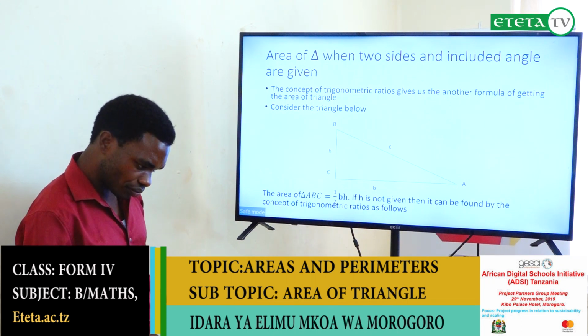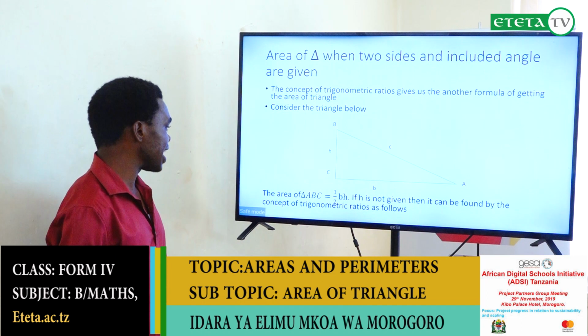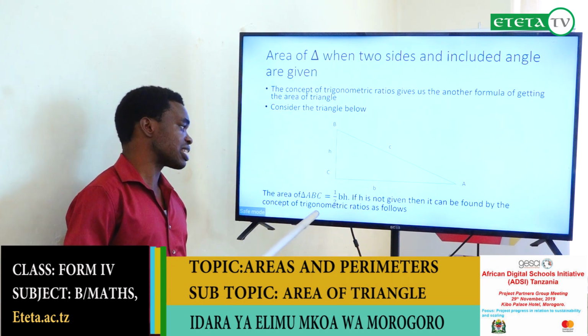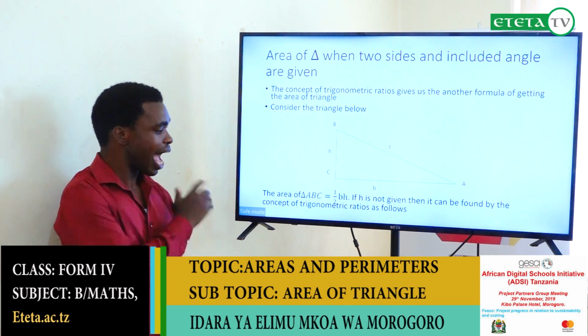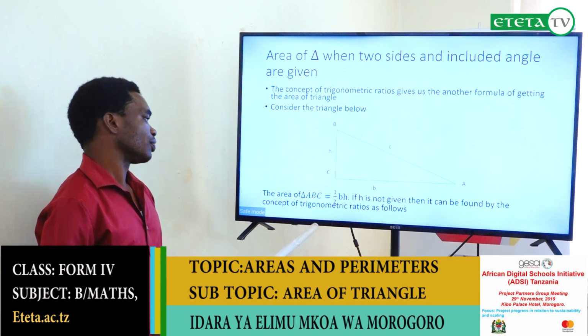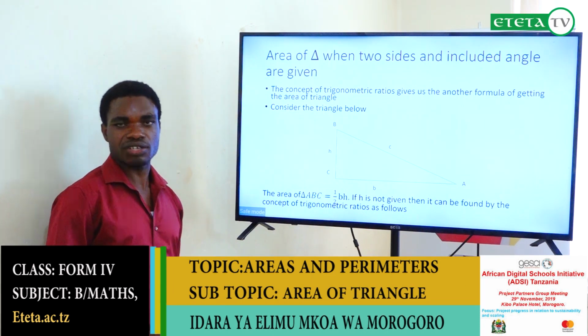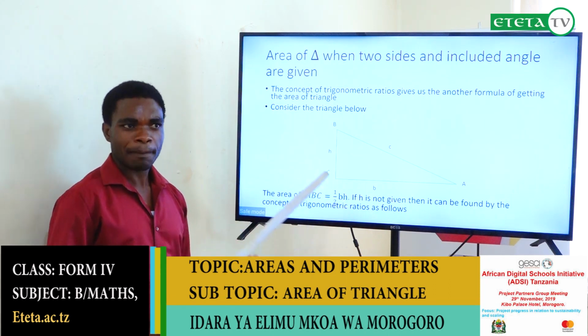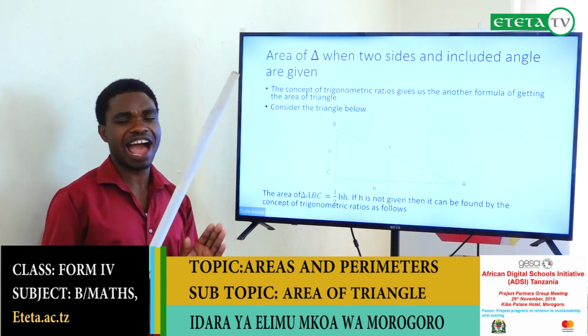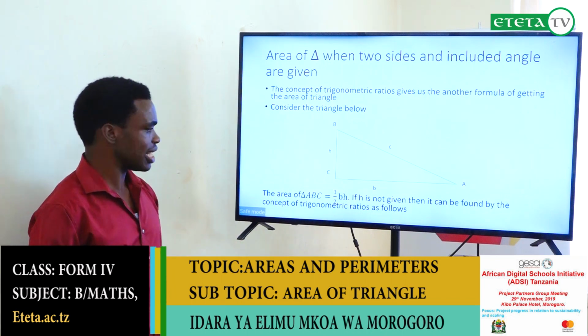Now, from the concept that the area of triangle ABC will be equal to a half bh, as we discussed. But in a case when h is not given, when maybe you have two sides but you don't have the height of the triangle, then how will it be?